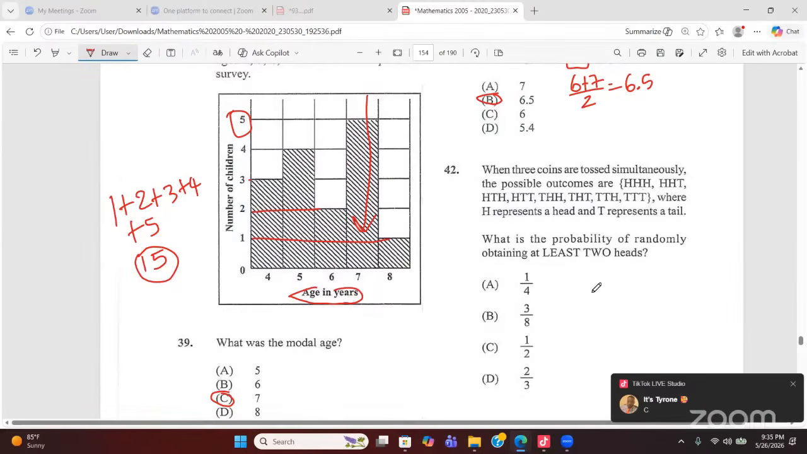Okay. So you need to say, what is my sample space? Out of how many are we checking? Let me go one more time. Out of how many are we checking? 1, 2, 3, 4, 5, 6, 7, 8. We're checking out of 8.